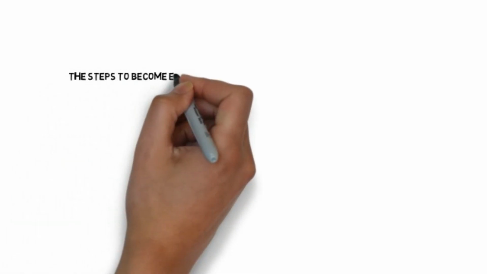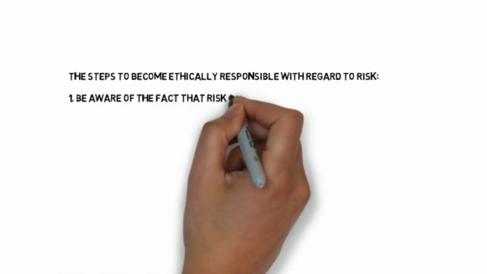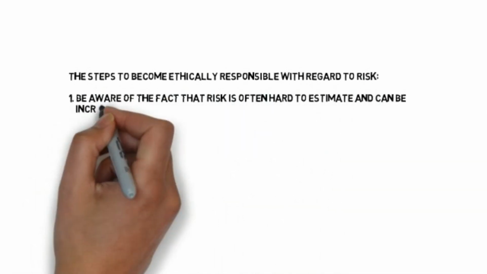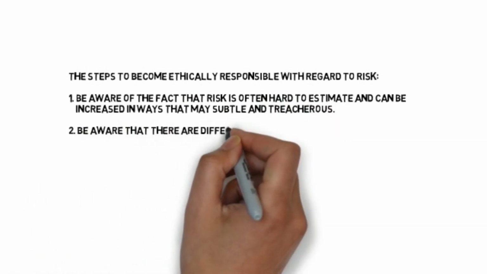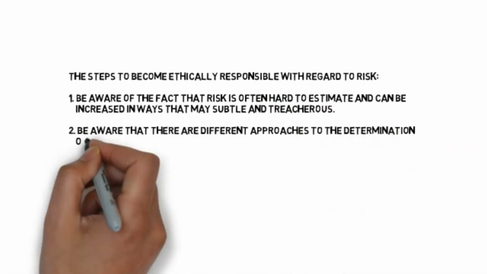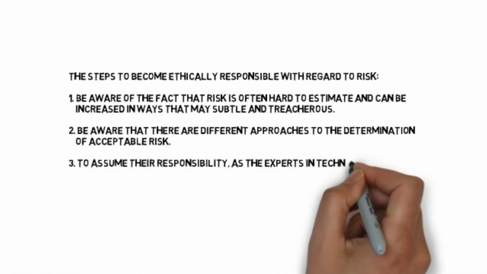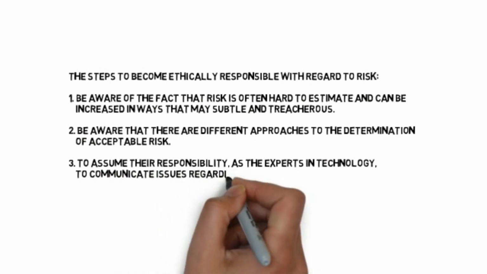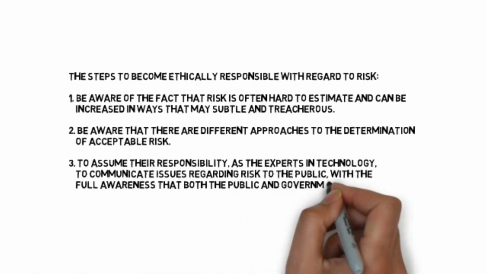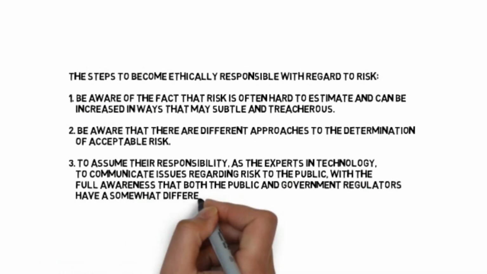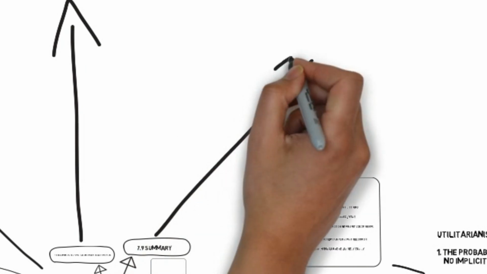The steps to become ethically responsible with regard to risk: be aware of the fact that risks are often hard to estimate and can be increased in ways that are subtle and treacherous. Be aware that there are different approaches to determinations of acceptable risk, and assume the responsibility as the expert in technology to communicate issues regarding risk to the public, with the full awareness that both the public and government regulators have somewhat different agendas with regard to risk.